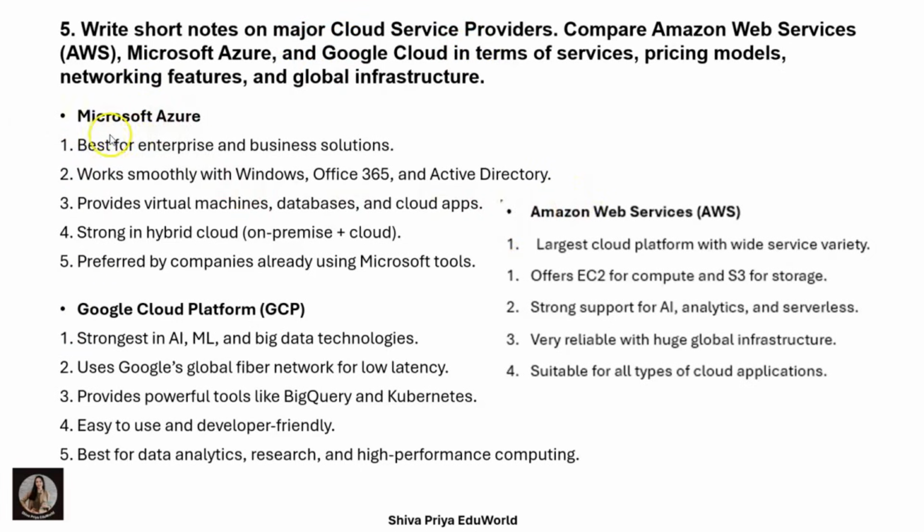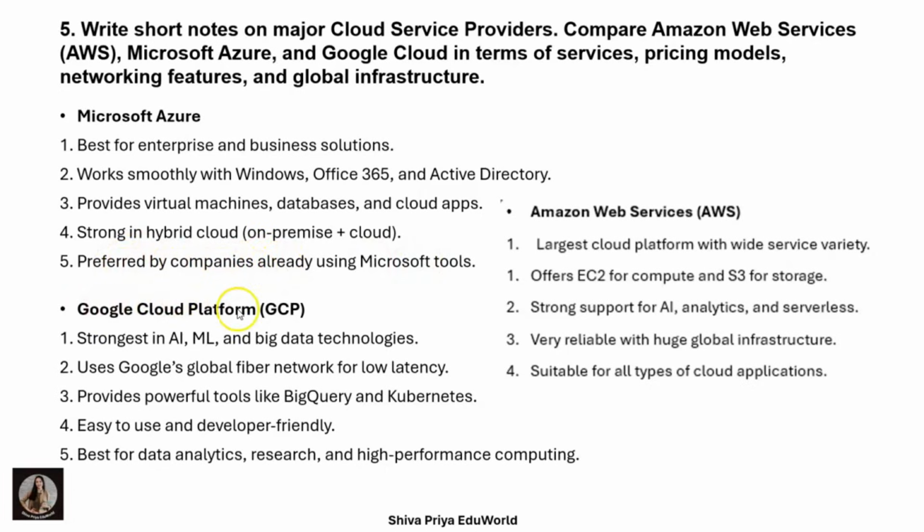Microsoft Azure is best for enterprise and business solutions. It works smoothly with Windows, Office 365 and Active Directory. It provides virtual machines, that is VMs, databases and cloud apps as well. It is strong in hybrid cloud, which means on-premise and cloud. Hybrid cloud means a combination of both private and public cloud, and it is preferred by companies already using Microsoft tools.